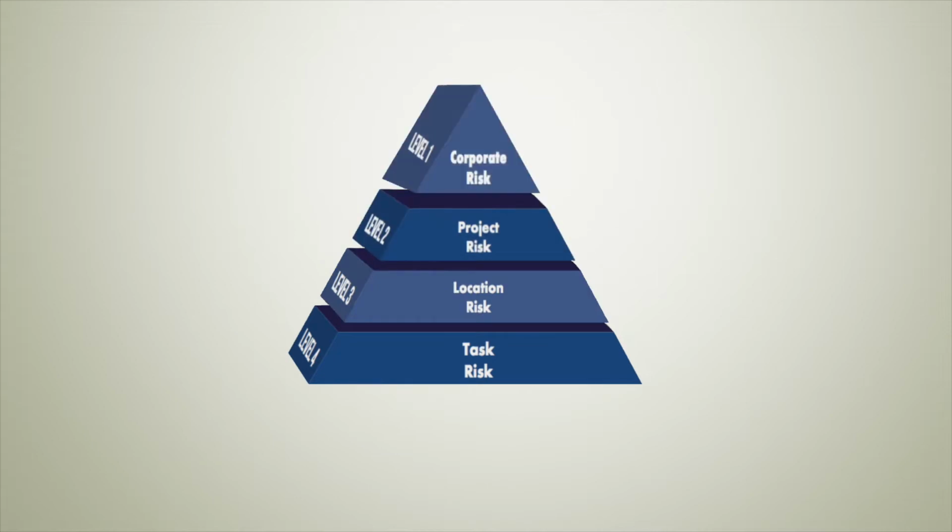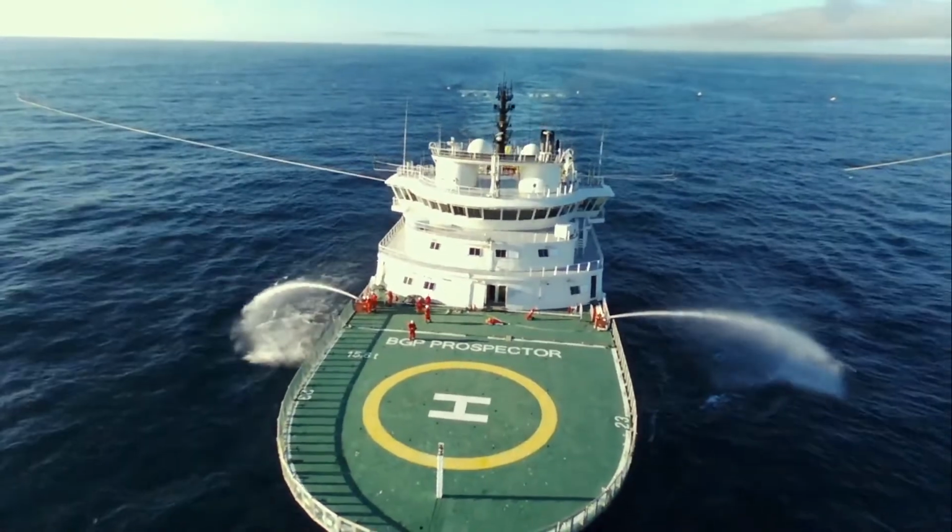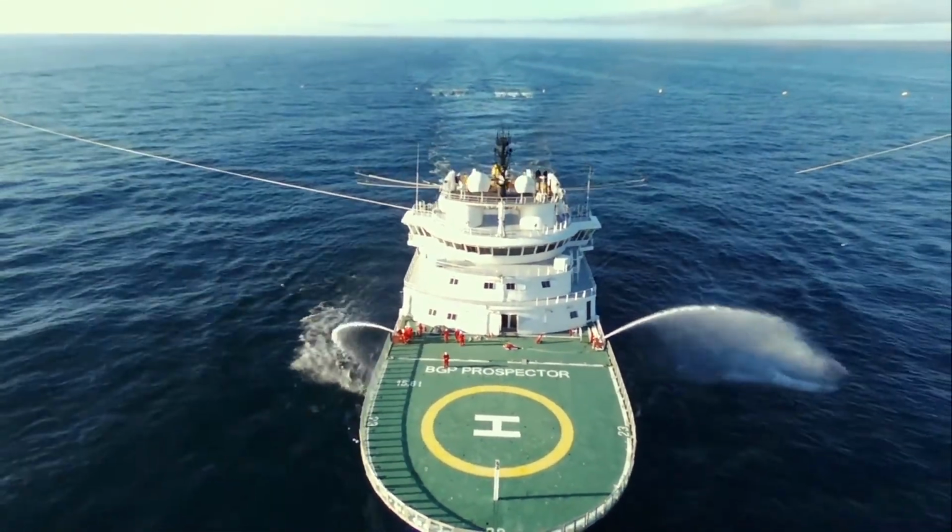Risks are classified into 4 levels in BGP Offshore: corporate risk, project risk, location risk, and task risk. In this video, we will talk about location risk. Locations in BGP Offshore are typically vessels.